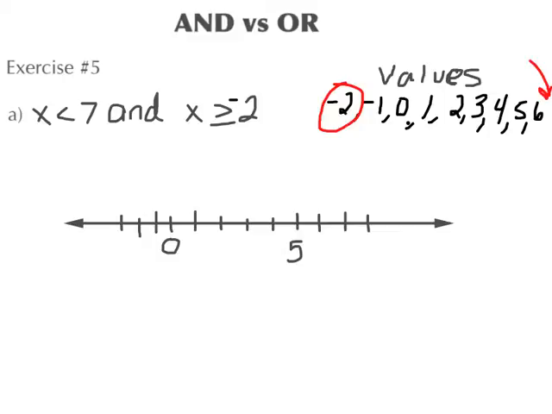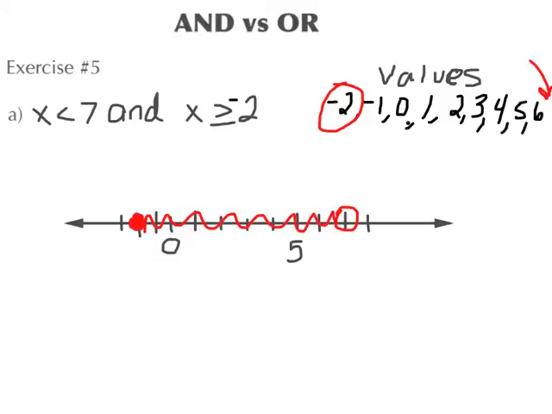-2, I'm going to put a dot on -2. What kind of dot on -2? I'm going to put a closed dot on -2. What kind of dot am I going to put on 7? I'm going to put an open dot on 7. And then I'm going to shade in between.